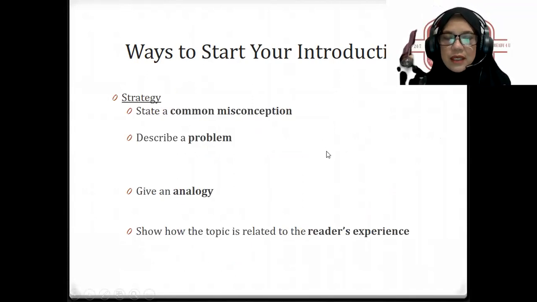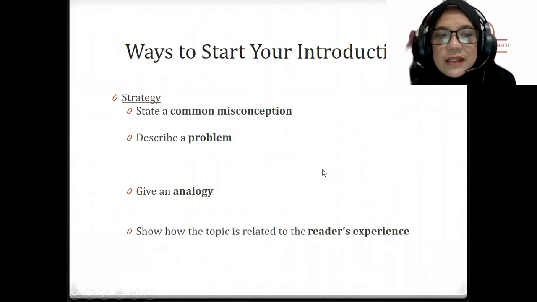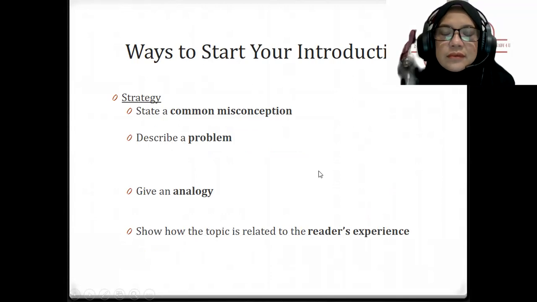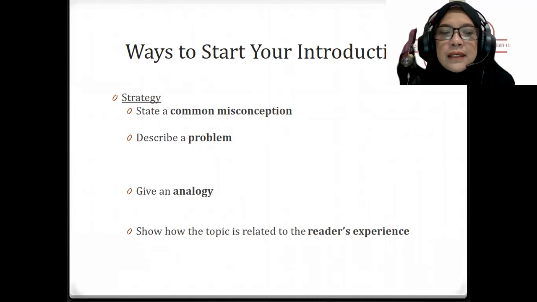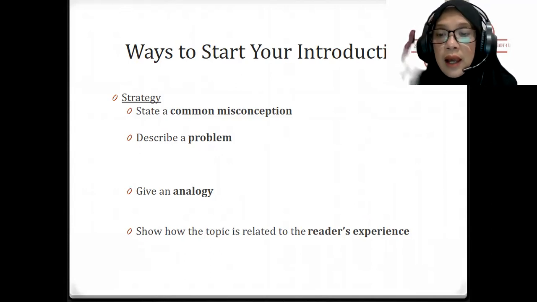More strategies, okay? You can start your introduction by stating a common misconception. You can describe a problem as your introduction. You can give an analogy. You can also show how your topic is related to the reader's experience.